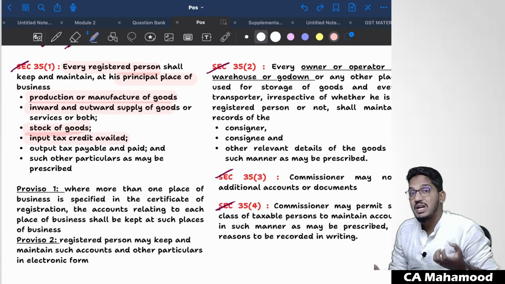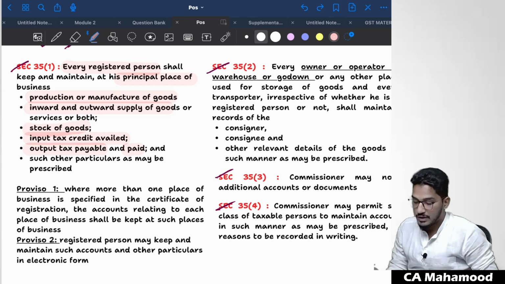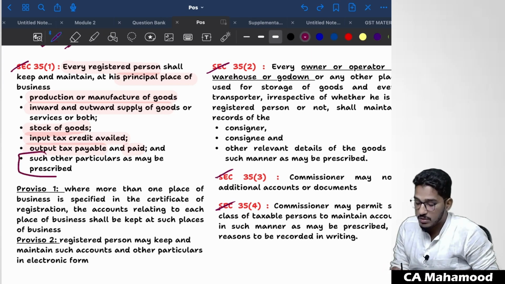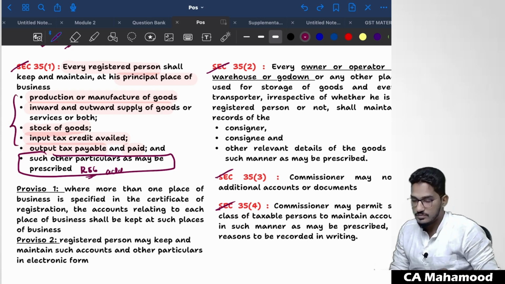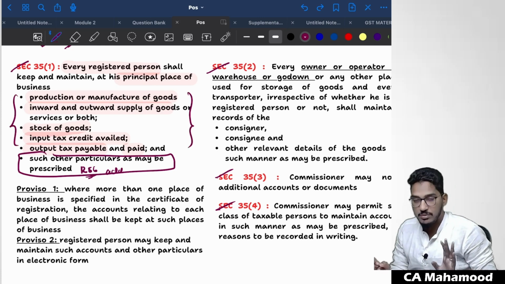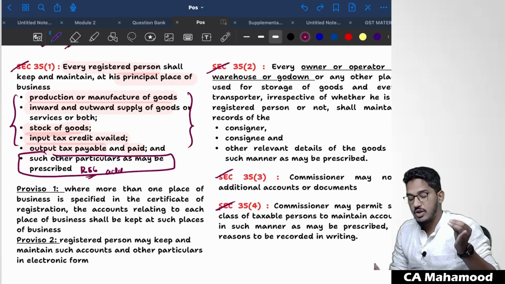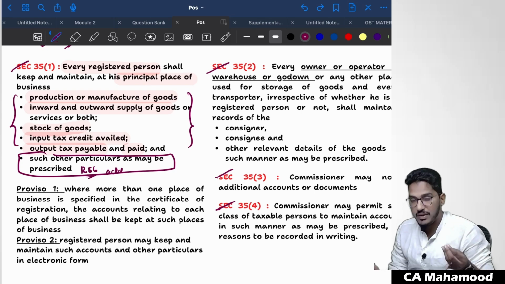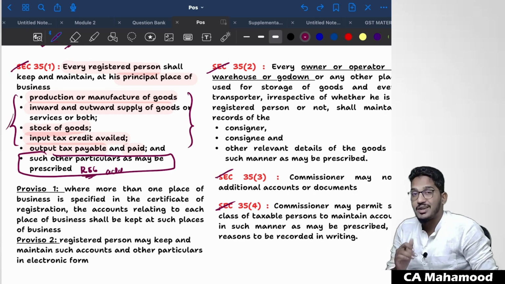Input tax credit availed, how much ITC you have availed, for that also you have to maintain detailed records and accounts. And what is the output tax payable and what output tax has actually been paid. In addition to that, any other particulars as may be prescribed, and in fact rule number 56 has prescribed additional records you have to maintain in addition to these 5 things. Under 35 subsection 1, these 5 basic things are: production or manufacturing of the goods, inward and outward supply of goods or services, stock of goods, ITC availed, and output tax payable and paid. In addition to these 5 records, even any other records as may be prescribed. In fact, rule number 56 has prescribed what additional records you have to maintain.